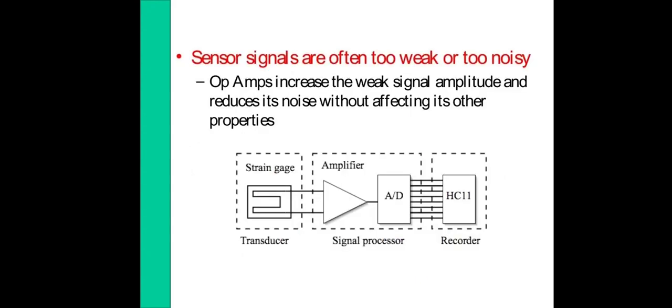Sensor signals are often too weak or too noisy. The op amp increases the weak signal amplitude and reduces its noise without affecting its other properties. Here we have the strain gauge, transducer, amplifier, signal processor, and recorder.